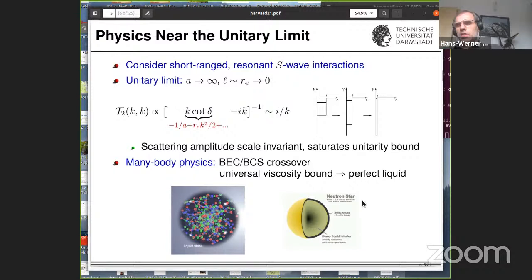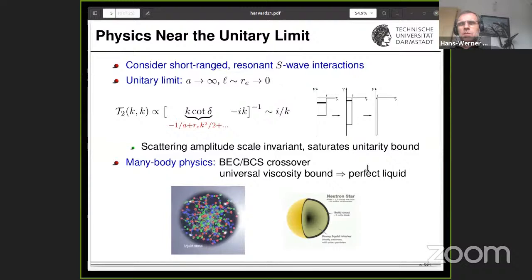Connected to this is this whole topic of the universal viscosity bound and the perfect liquid, which is discussed in the context of the strongly interacting quark gluon plasma. And it turns out that cold atom systems close to this unitary limit almost saturate this universal bound. What I'm interested in this talk is a little bit different. I will essentially discuss the few body physics of the unitary limit.